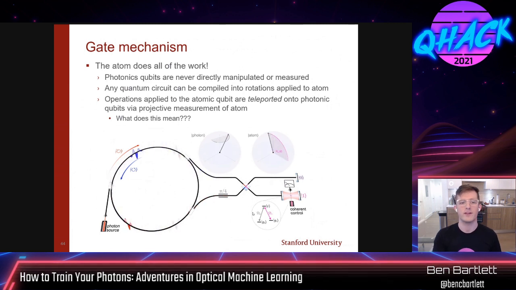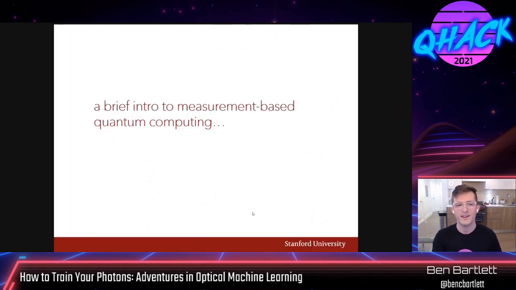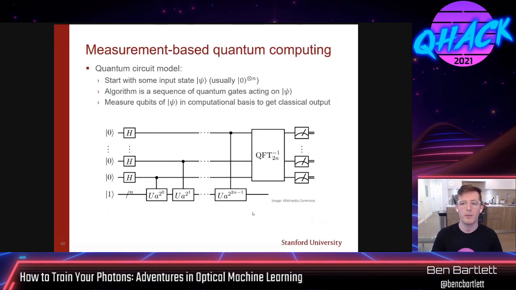So you might be asking yourself, what does this mean? We're going to take a very brief detour into measurement-based quantum computing to figure that out. The quantum circuit model is probably the model of quantum computing that you're most familiar with. You start with some input state psi, which is often just the 0 state, and your algorithm is encoded by a sequence of quantum gates acting on that state. And then once you've done your program, you measure the qubits of your state in the computational basis to get a classical output, which is just a bit string of zeros and ones.